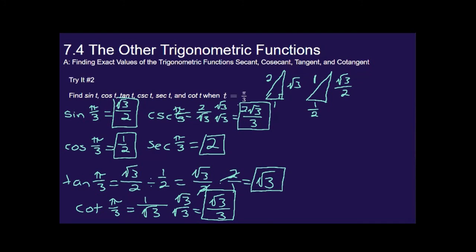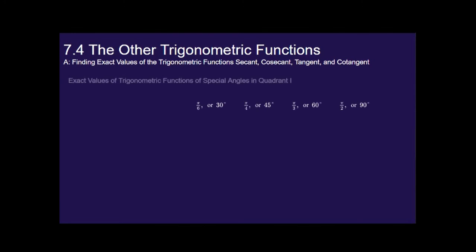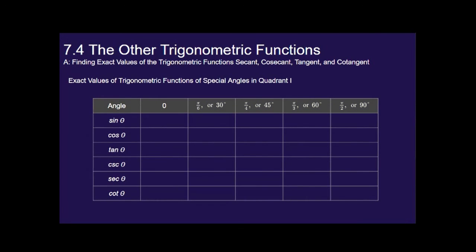And then before you go, what I want to do is I want to summarize the exact values of trigonometric functions of special angles in quadrant 1. Okay, so we're dealing with quadrant 1. Why is that important? Well, if we're working in quadrant 1, we know that we're going to have a positive x value and a positive y value, right? So everything in this table should be positive.